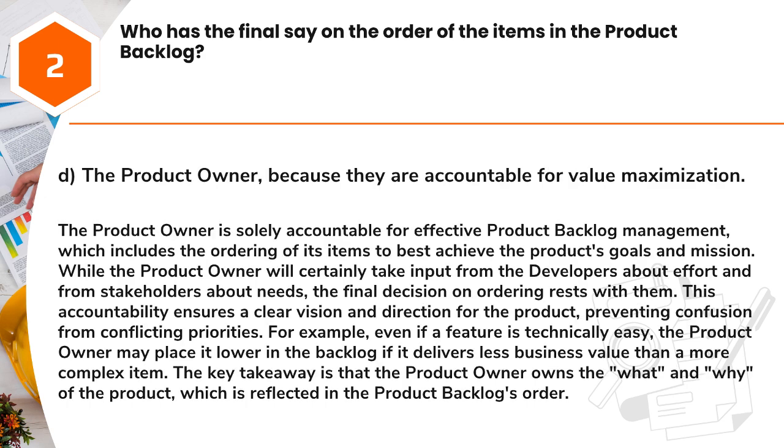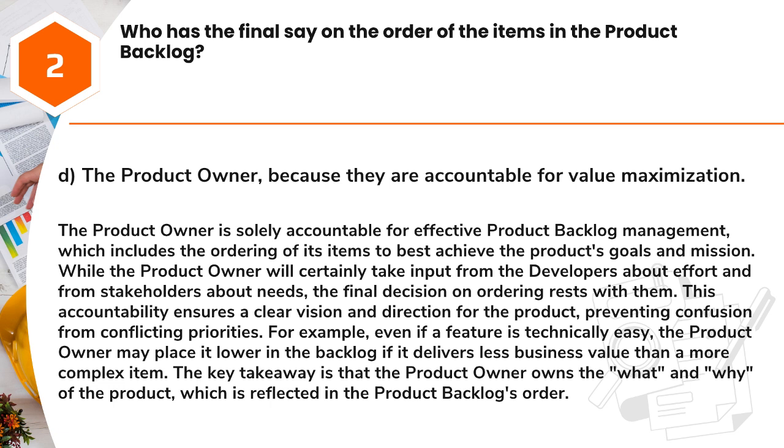Answer: D. The product owner, because they are accountable for value maximization. The product owner is solely accountable for effective product backlog management, which includes the ordering of its items to best achieve the product's goals and mission. While the product owner will certainly take input from the developers about effort and from stakeholders about needs, the final decision on ordering rests with them.